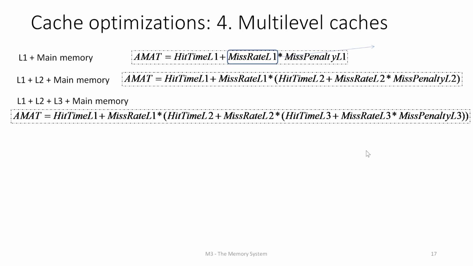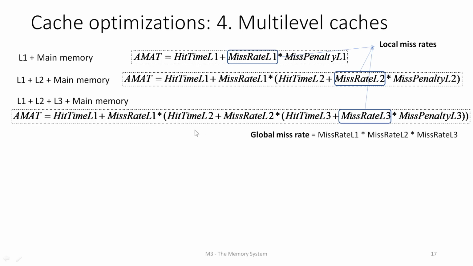Here the miss rates of L1, L2 and L3 are local miss rates, where we are considering only the misses of that level. But in a multi-level hierarchy, if you want to get the overall miss rate, then we would need something called the global miss rate, which is basically the product of all the individual miss rates. So this will give us an index of how well the overall 3 levels of cache are performing.